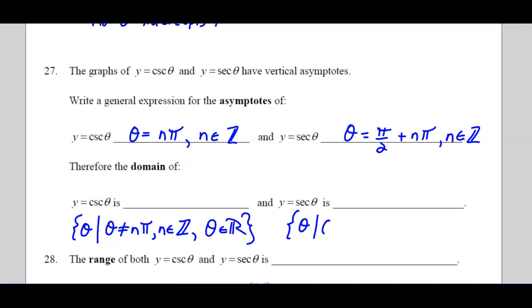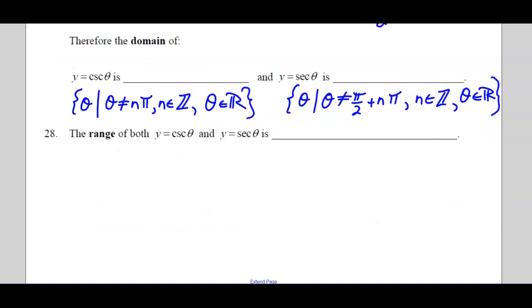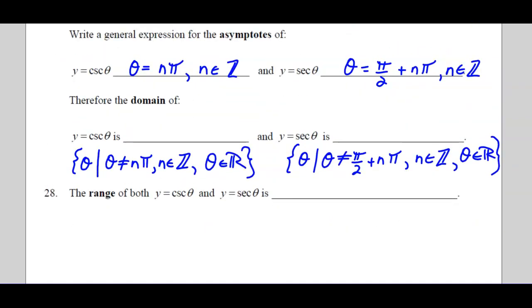And then say here, theta not equal to pi over 2 plus n pi, n is an integer, theta is a real number. You'll notice if you look at the answer key on Schoology, it may not have the real number part. As I mentioned before, it used to be that Alberta Education and Diploma Exams wasn't as picky about that. So it was kind of a default setting. If you didn't have it, you assumed it was real numbers. But now they're getting more strict.